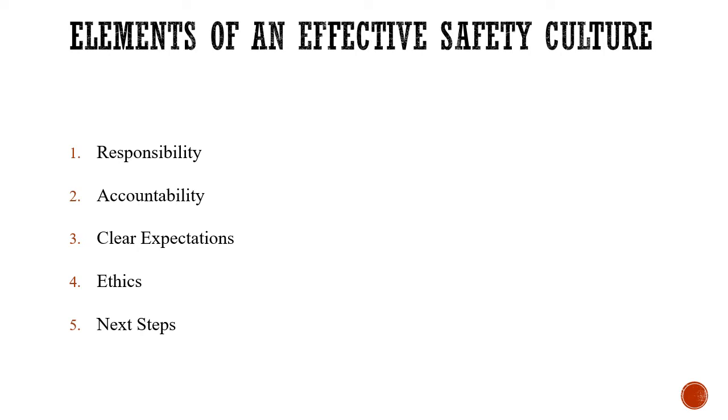Next is the next steps or future steps. A safety perception survey can help to evaluate the organization's safety culture, which may include the future steps of the company's safety culture or safety program. So these are the 5 important elements of an effective safety culture. They are responsibility of the management, accountability, clear expectations, ethics followed by the organizations, and the future steps adopted by the organization.